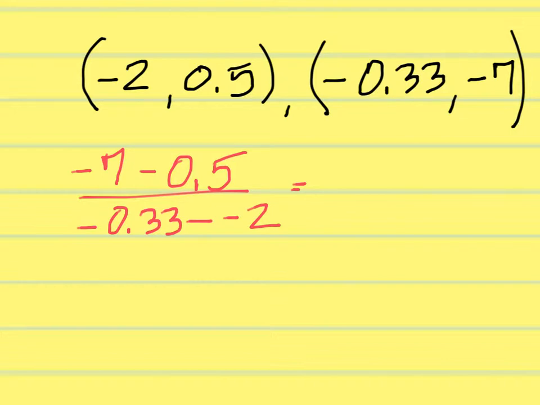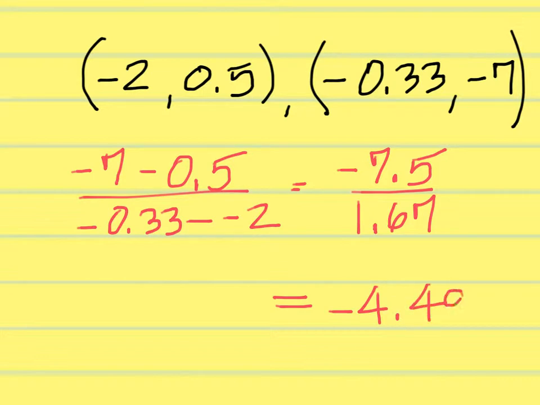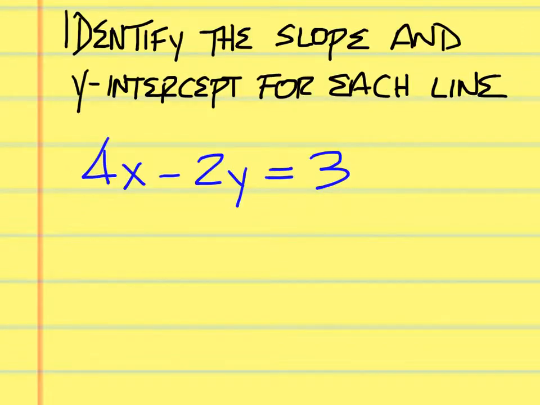that should be a negative 7.5. And on the bottom, a negative 0.33 minus a negative 2 is 1.67. Divide those two. Negative 7.5 divided by 1.67, rounded to the hundredths place, is negative 4.49.